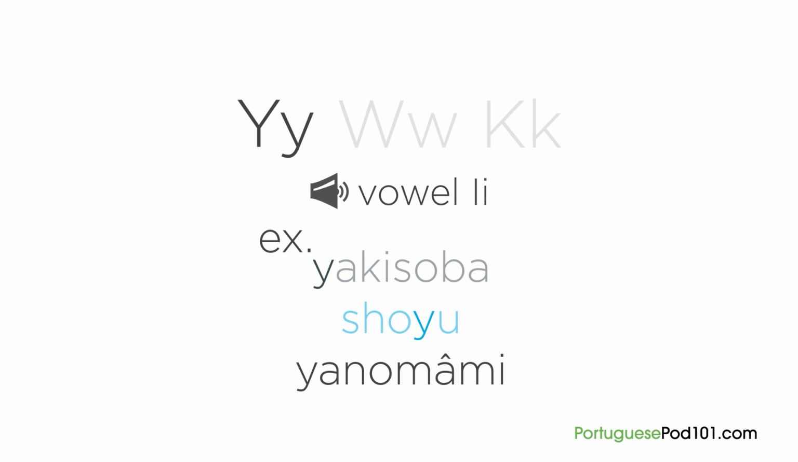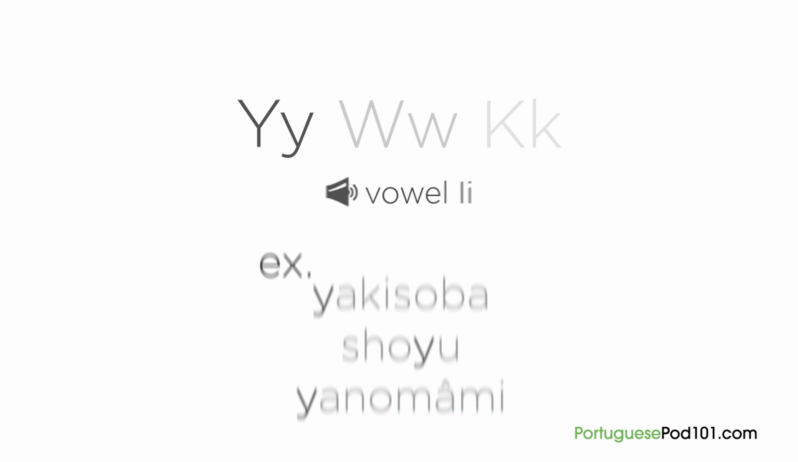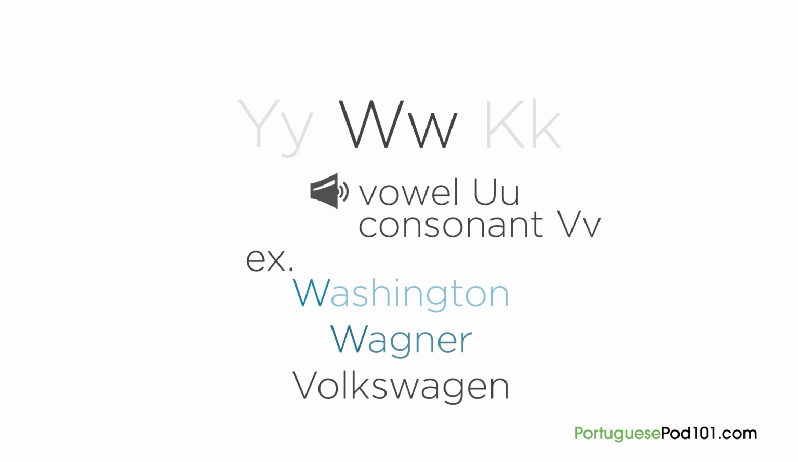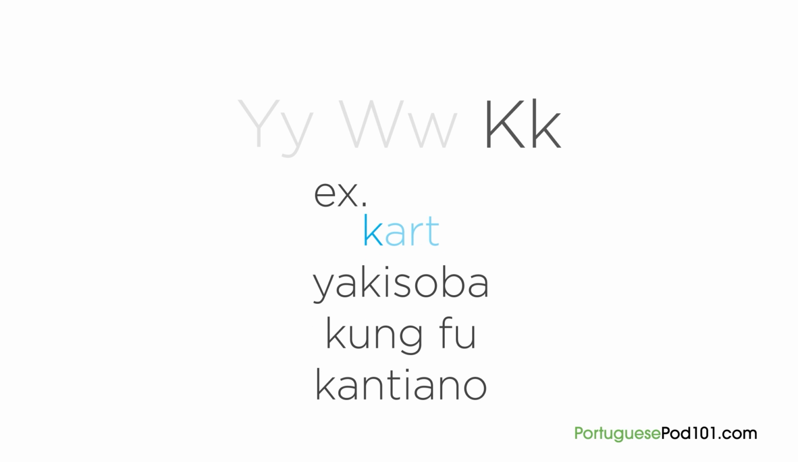The letter Y is read like the vowel I. Yakisoba, shoyu, Yanomami. The letter W may vary. It may be read like the vowel U or like the consonant V. It usually follows the pronunciation of the language of origin. Washington, Wagner, Volkswagen. And the letter K is read just like in English. Kart, yakisoba, kung fu, kantiano.